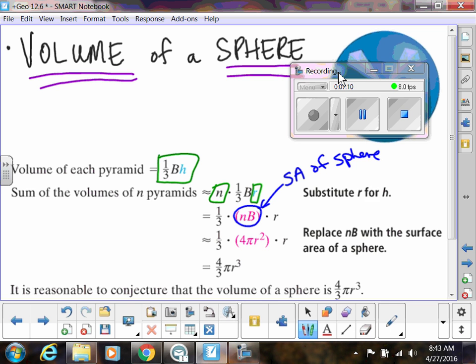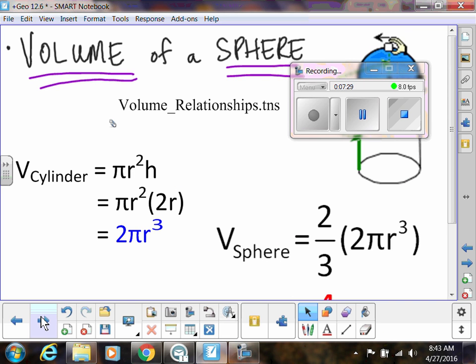So we already know that the surface area of the sphere is 4 pi r squared. And then this r came from here. And we still have that 1/3. So if I simplify all of that, I'm going to get 4/3 pi r cubed, right? And that's why we know that the volume of a sphere is going to be 4/3 pi r cubed.